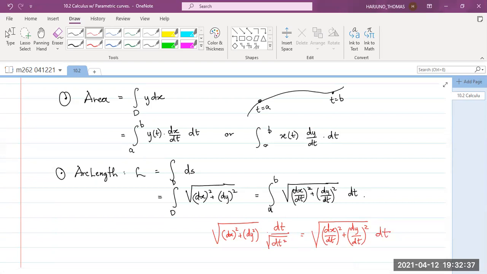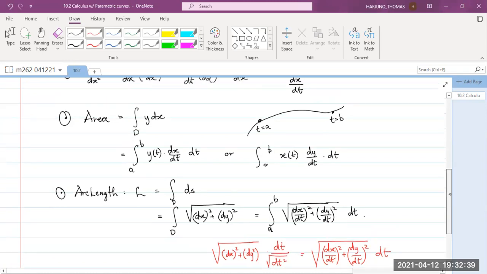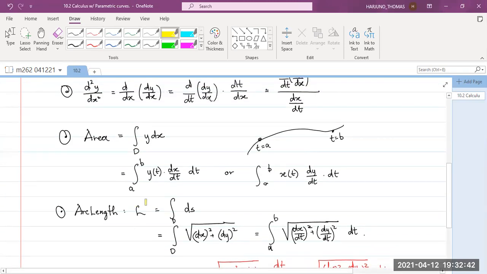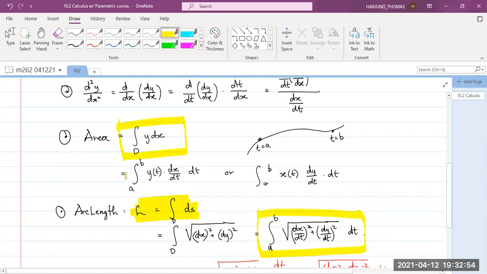Okay, so you see, you need to memorize the original pattern for the integral, and you adjust that with the parametric equation. And that's it. We are basically done with this section. Now, the rest are applying what we learned.